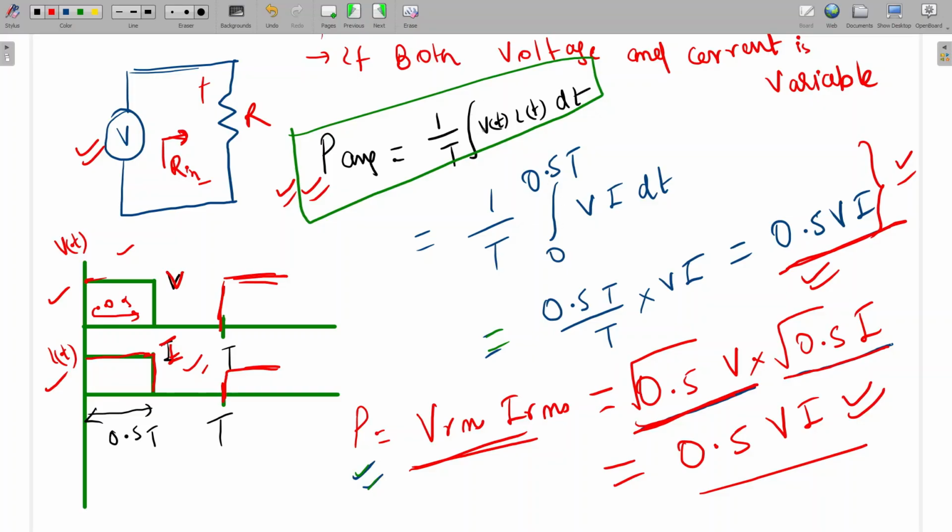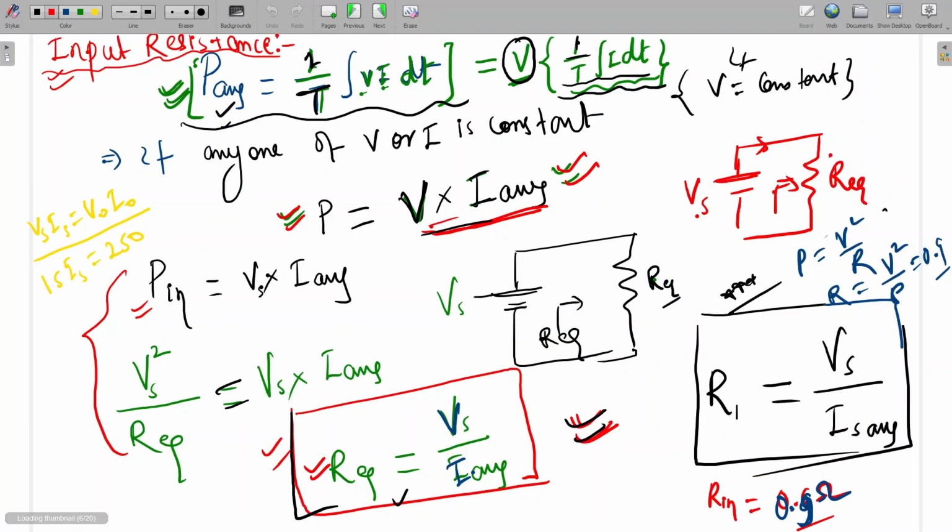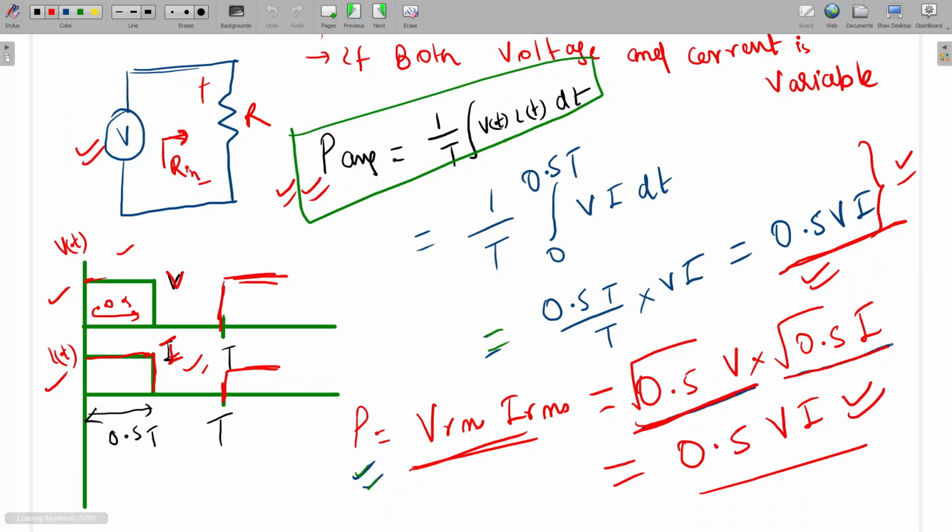If one is common, like if voltage is common and I take it out, the other factor will be the average of the current, so I write V into I average. But here we are observing both are variable, so I have calculated the power as per this formula. The period is 0 to 0.5T, so this is 0.5 into VI, the final average power. I'm multiplying the RMS values of these two signals and getting the same. What is the conclusion? If both signals are variable, then the power will be V RMS into I RMS. Is it clear?